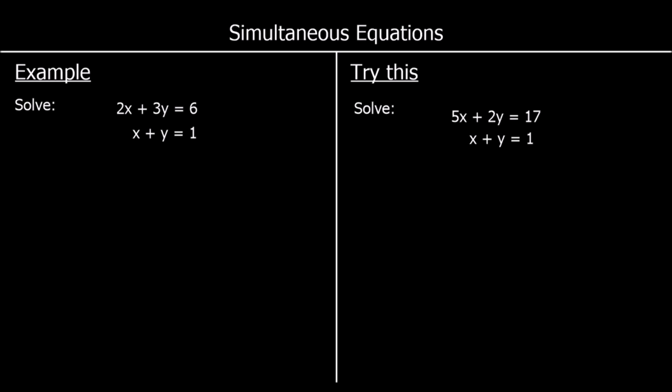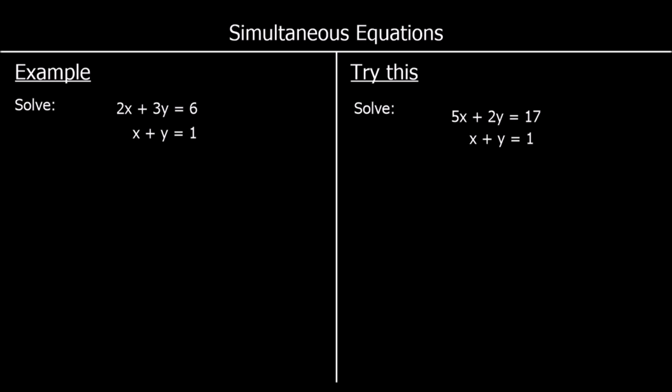Here is another example. This time we haven't been given anything the same. The x's aren't the same. We've got 2x and we've got 1x. And the y's aren't the same. We've got 3y and we've got 1y. So we can't just look at the difference between the equations because that won't eliminate the x or the y.